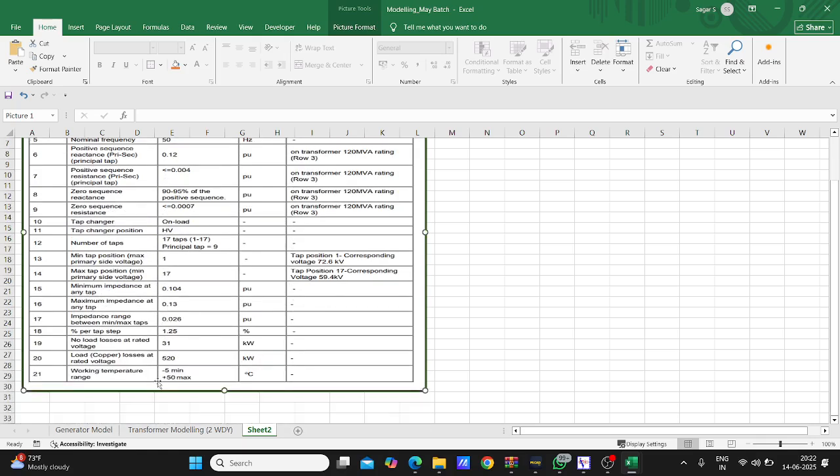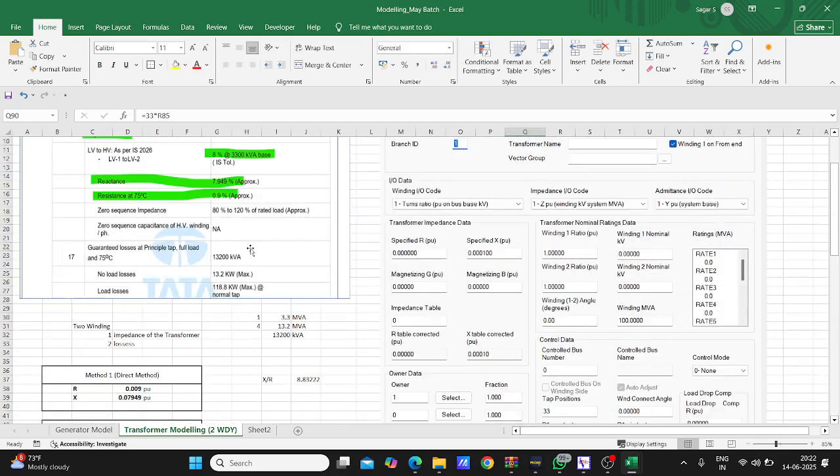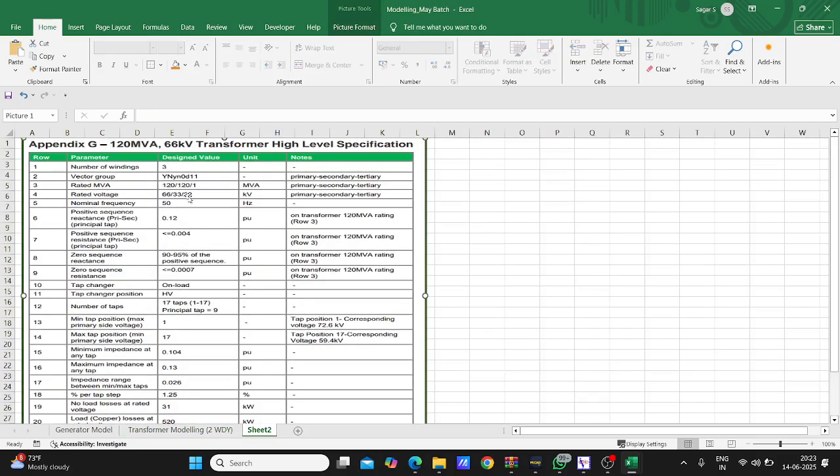In detail. But why am I not mentioning it here? Because this transformer is a fixed tap. That's why the data sheet is fixed tap. Because of that, we do not have options to show it here. But in the three-winding transformer data sheet, this is a three-winding transformer, 120 MVA, 120 MVA, with three windings 66, 33, 22 kV side, that we will discuss tomorrow.